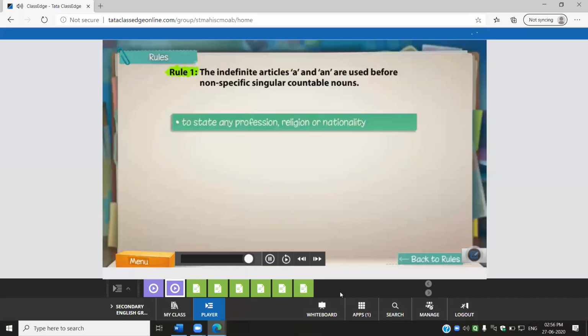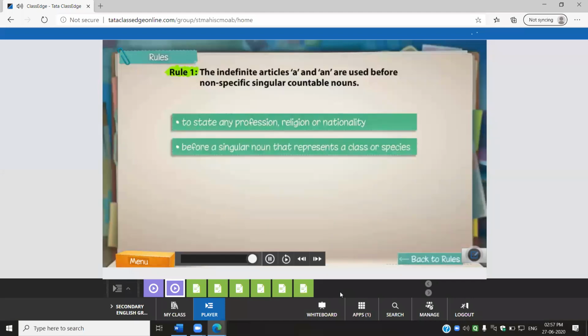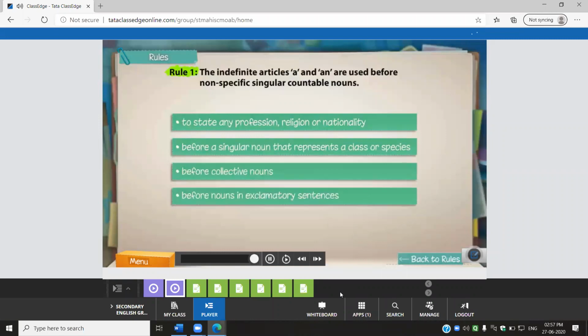The articles a and an are also used before the name of a profession, religion, or nationality, before a singular noun that represents a class or species, before collective nouns, and before nouns in exclamatory sentences. Click each point to view examples.